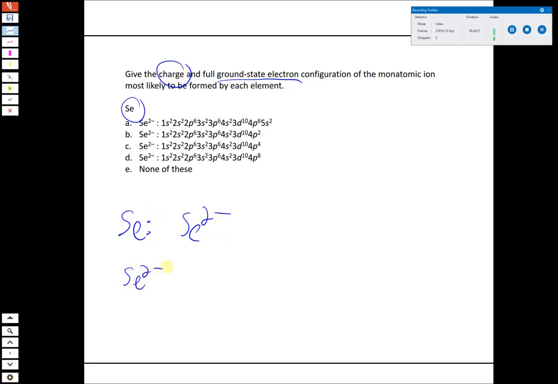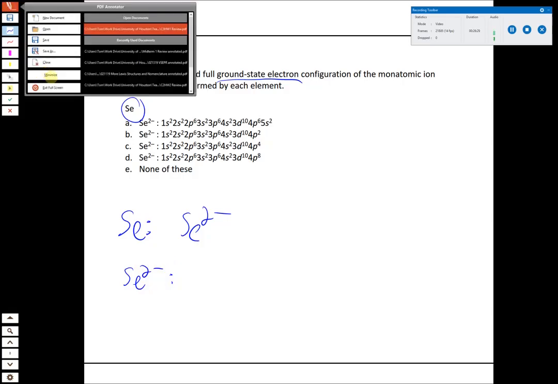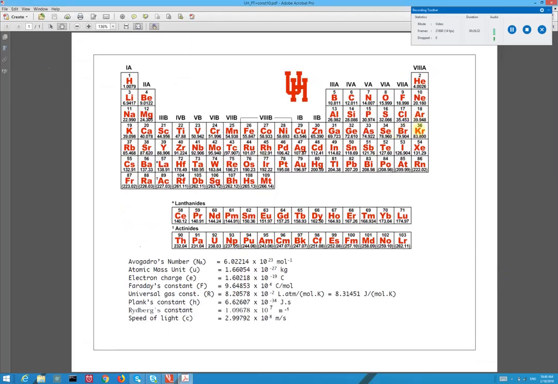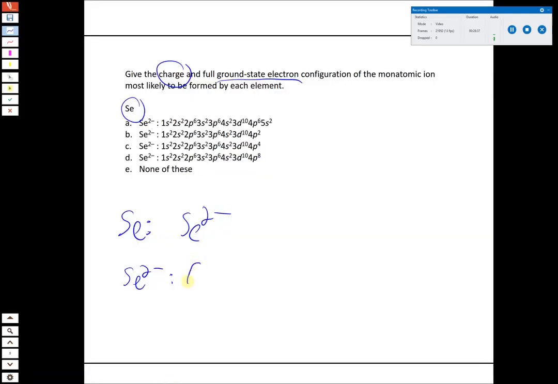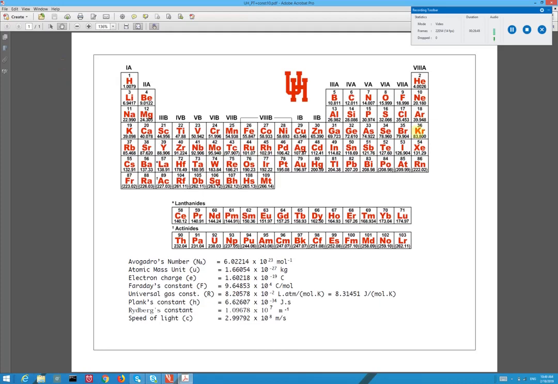for Se2-, which is the ion we're looking at here, the electron configuration is going to be the same as krypton. It has 36 electrons, so it'll be the same configuration. Now these all write the electron configuration out in full detail, so we have to go through that now, which is a little bit annoying, but we have for krypton over here, 1s2, 2s2, 2p6, 3s2, 3p6, 4s2, 3d10, and then 4p6.